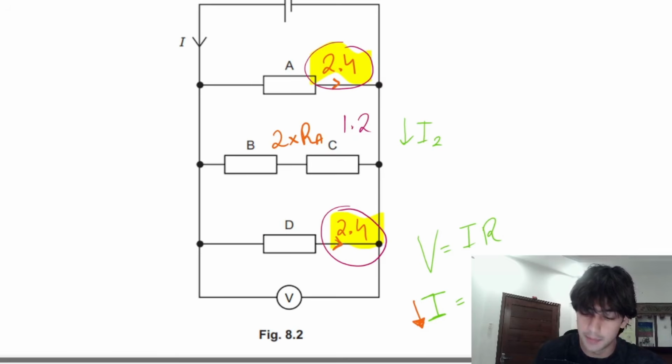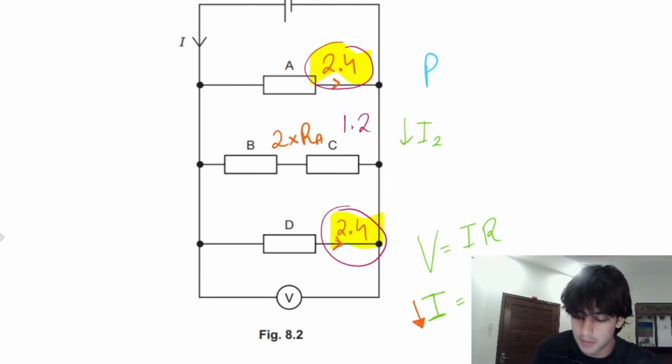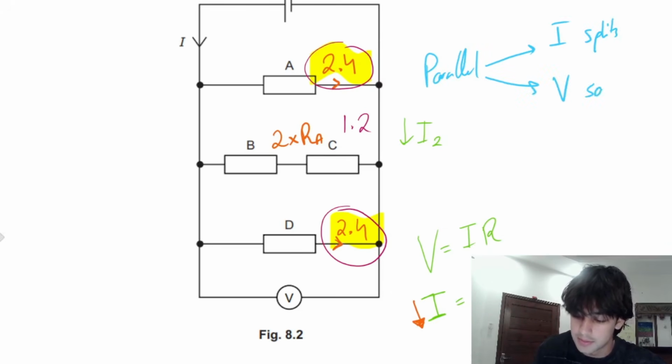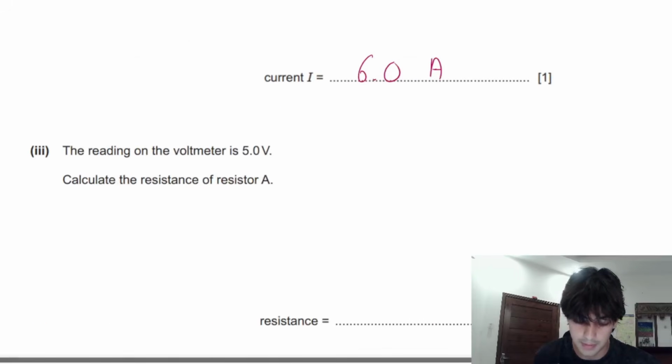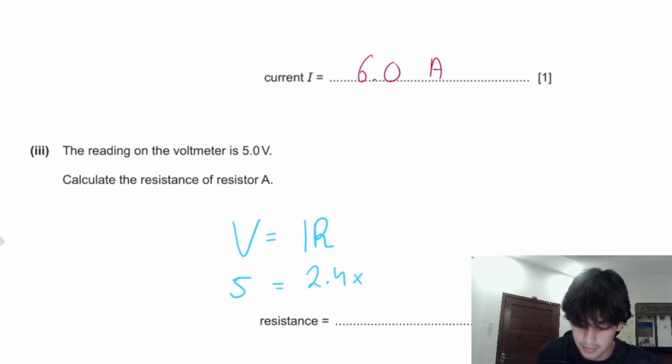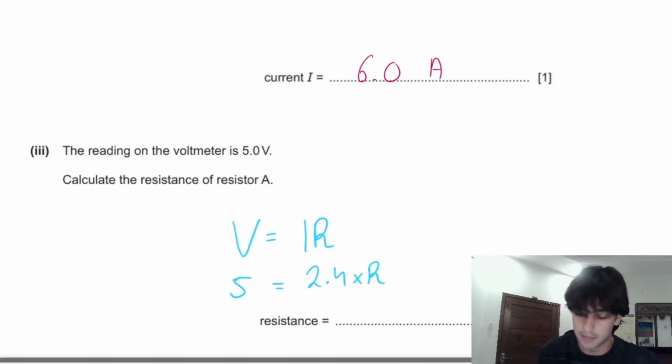So we know that in a parallel circuit, always remember, in parallel combinations, the current splits, but the voltage remains the same. What that essentially means is that each component within the parallel circuit is going to be receiving the same voltage, which is 5. So we know that V is equal to IR. We know that 5 volts is equal to I, which was 2.4, times R. And now we know that when we divide these, we're going to get 2.1 ohms.